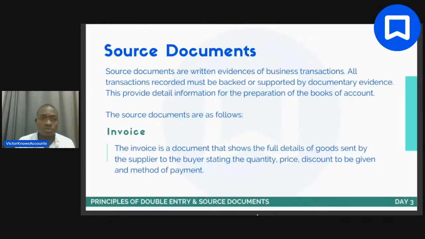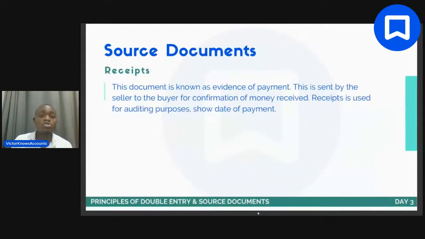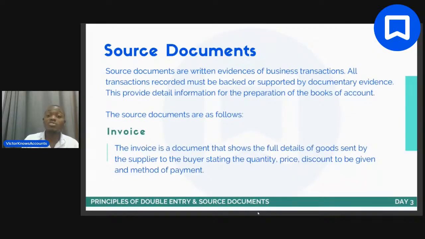All right. Now the second type of source document is what? Receipt. As you can see on the slide, receipt. Now this document is known as evidence of payment. Just as the name implies, it is evidence that you received cash. Now, we said source documents are written evidence of business transactions.